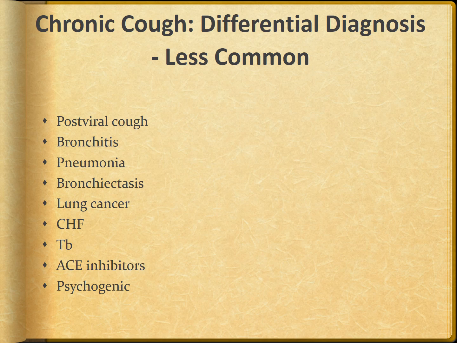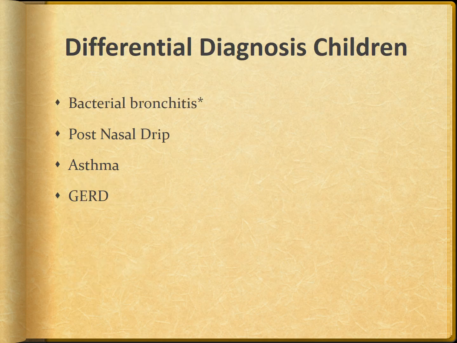Think about some differential diagnosis of chronic cough. These are less common in primary care. So your post-viral cough, bronchitis. Again, remember to tell your patients that the cough is the last to go. It might last up to 2 to 3 weeks before it finally goes away. Pneumonia, bronchiectasis, lung cancer, CHF, so heart failure, congestive heart failure, TB, ACE inhibitors, or psychogenic. And in children, bacterial bronchitis will be some differential diagnosis, postnasal drip, asthma, or GERD. So keep that in mind.